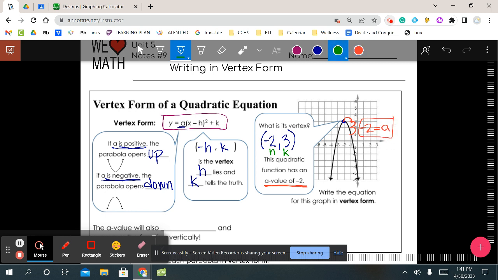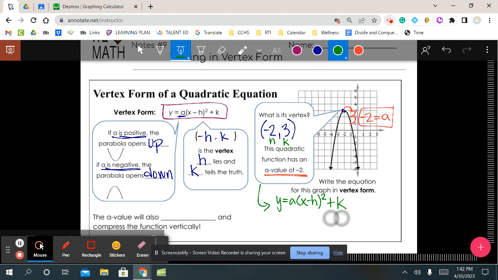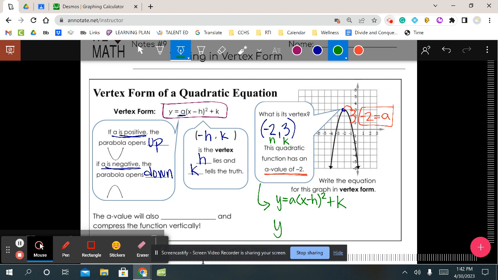So taking all that information and writing it in our vertex form, which is y equals a(x minus h) squared plus k, my answer is going to be y equals my a, which is -2, in parentheses, x minus a -2, so it's going to be a +2, squared, and then plus my k, which is 3. And that is my vertex form.